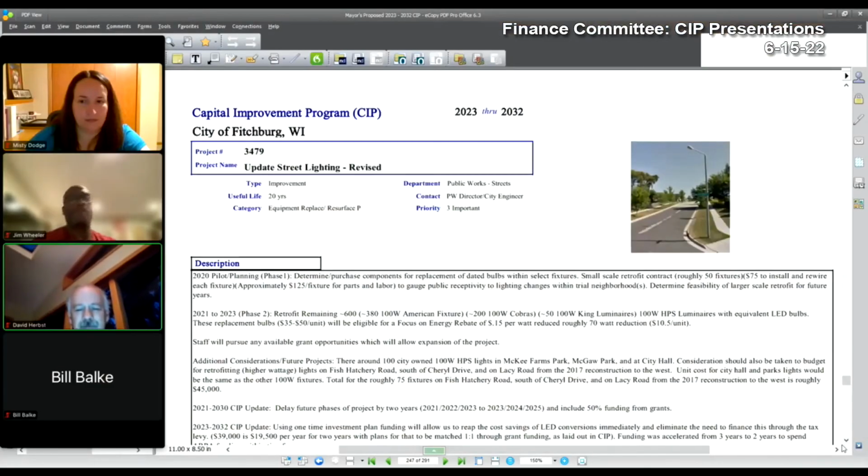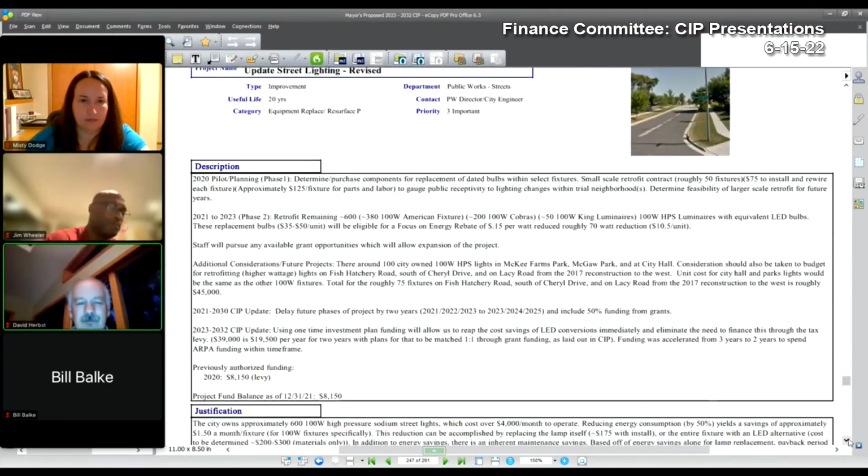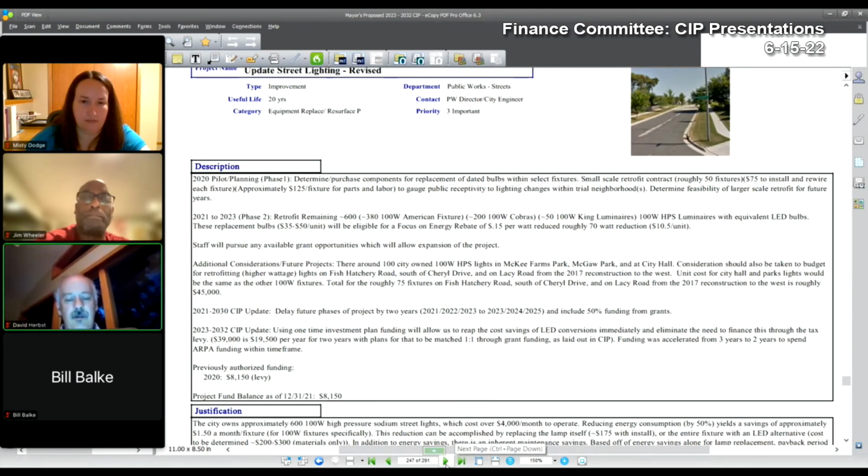Project 3479, update street lighting. Project will replace existing low efficiency fixtures with LED throughout the community. Grants have been applied for to assist with the purchase and replacement of the fixtures. Funding source was updated to include ARPA and TID money. I believe we just received word last week that we may have been awarded a grant to do some of the replacement. I think you covered that at council last night. Yes, that was shared at TTC recently, or at RCC, yeah.